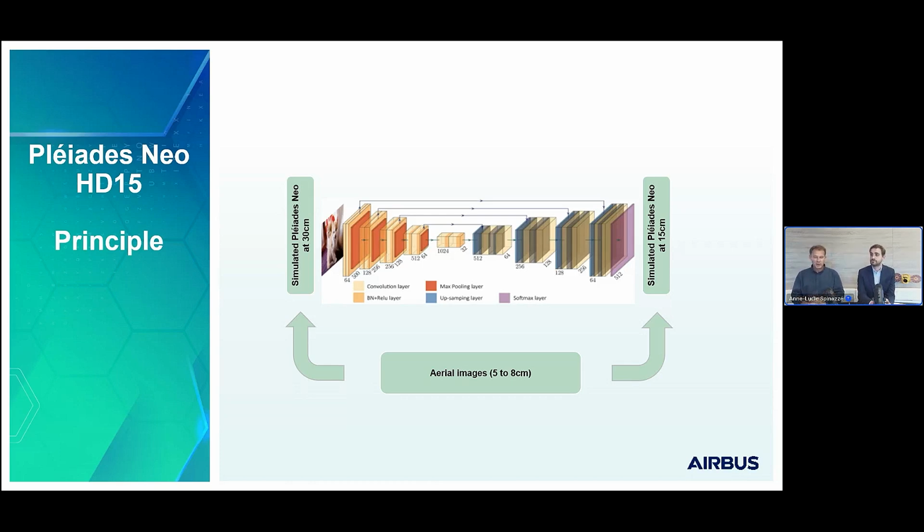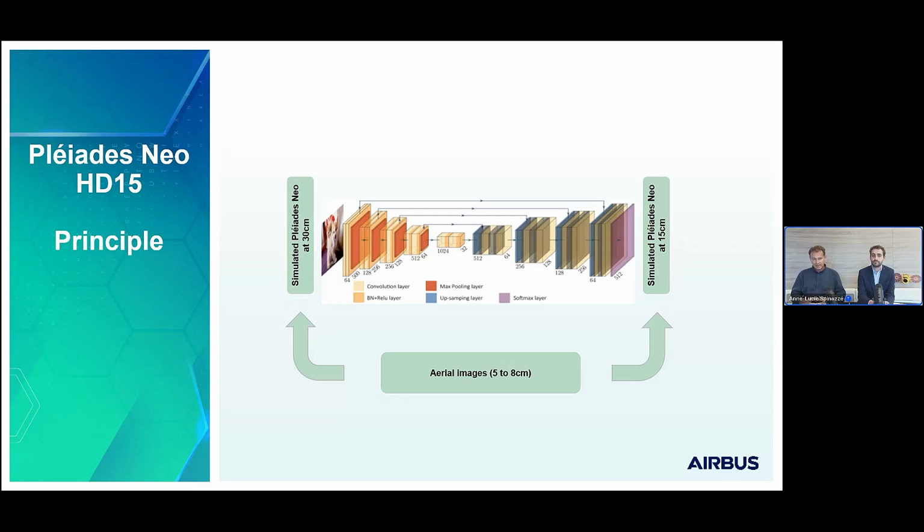So we start from aerial images. We have aerial images from 5 to 8 centimeters. We take this aerial image and we use it to create the labels. So it's a fully supervised AI approach. One label will be the Pléiades Neo image, so we use the simulator, the real one, which has been used to create the sensor. But we also, with the same image, create what we would like to have, like a satellite at 15 centimeter.